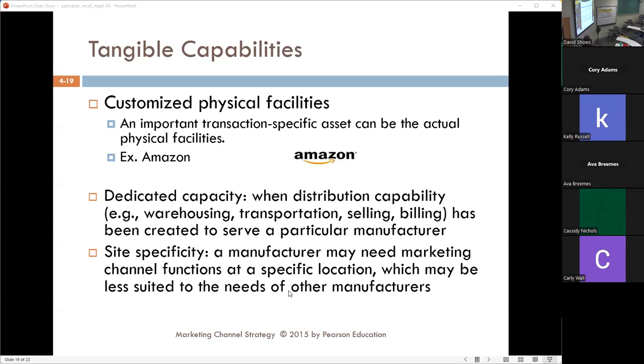And then finally, this is the one that always makes me tongue twisted. Site specificity. I got that out. You may need to have particular functions at a particular location that best suits the needs of the manufacturer. And in a geographically challenged area like Western Carolina, this becomes more important than ever.